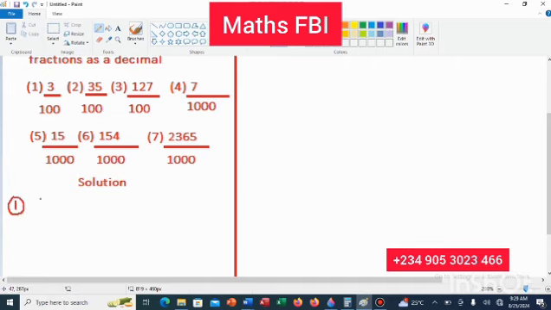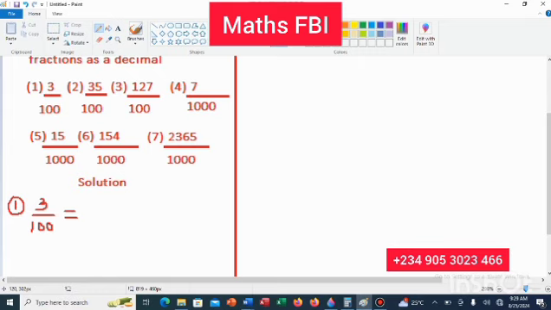The question is 3 over 100, or 3/100. That is 3 divided by 100. So we want to convert it to a decimal.